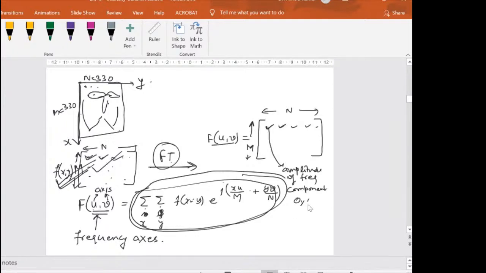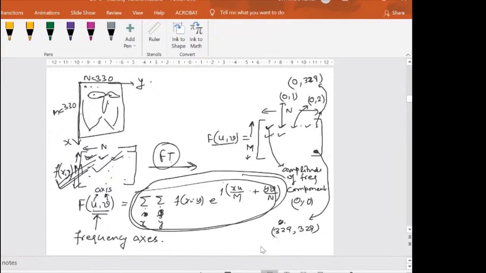0, 0. This particular is the frequency component of 0, 1. This is the amplitude of the frequency component 0, 2, and so on. This particular fellow is the amplitude of the frequency component 0, 329. And so on. These are the frequency components. Is at this 329, 329.